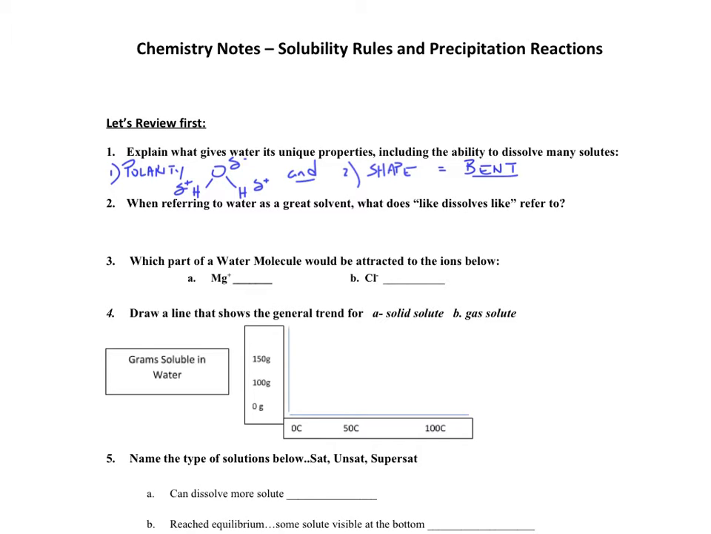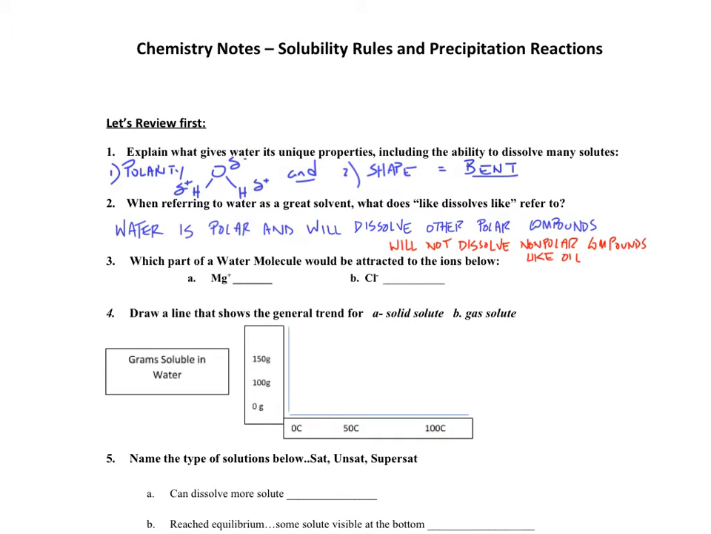Number 2, when referring to water as a great solvent, what does like dissolves like refer to? So water is a polar compound, which means it will dissolve other polar compounds. Anything that is polar and ionic will be dissolved in water because water itself is polar. So like dissolves like. Things that are nonpolar, like oil, will not be dissolved in water because they are not the same.